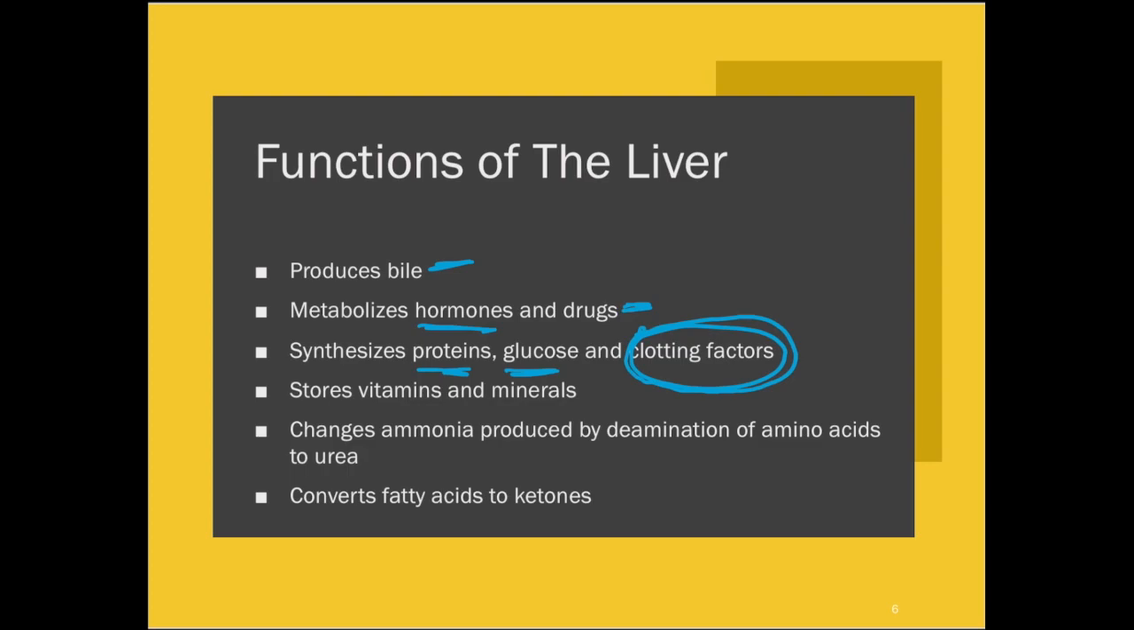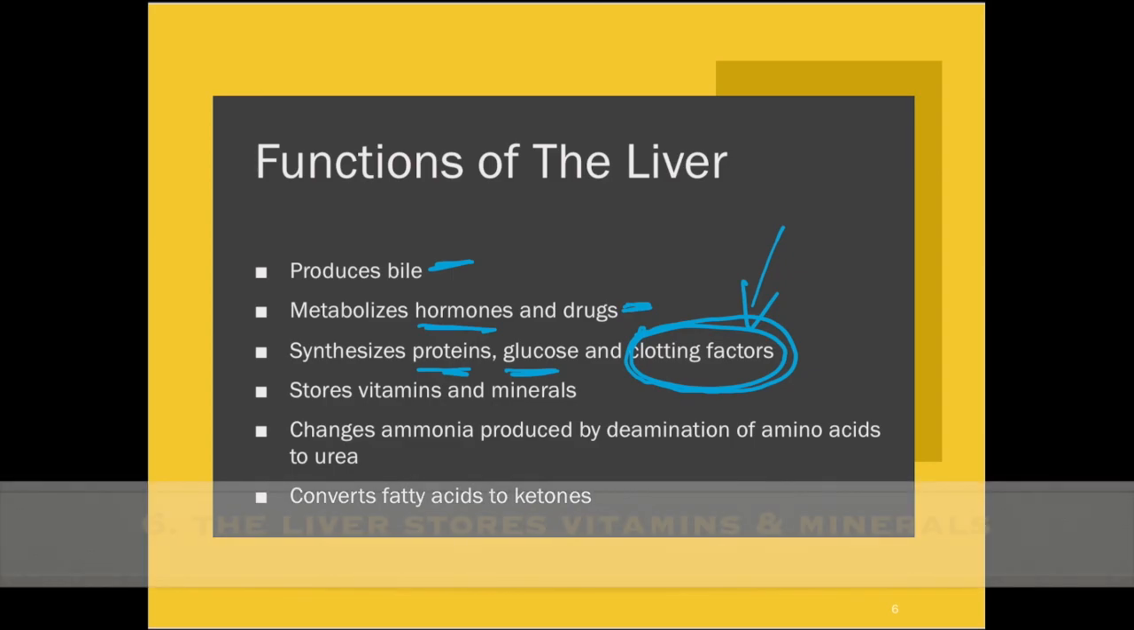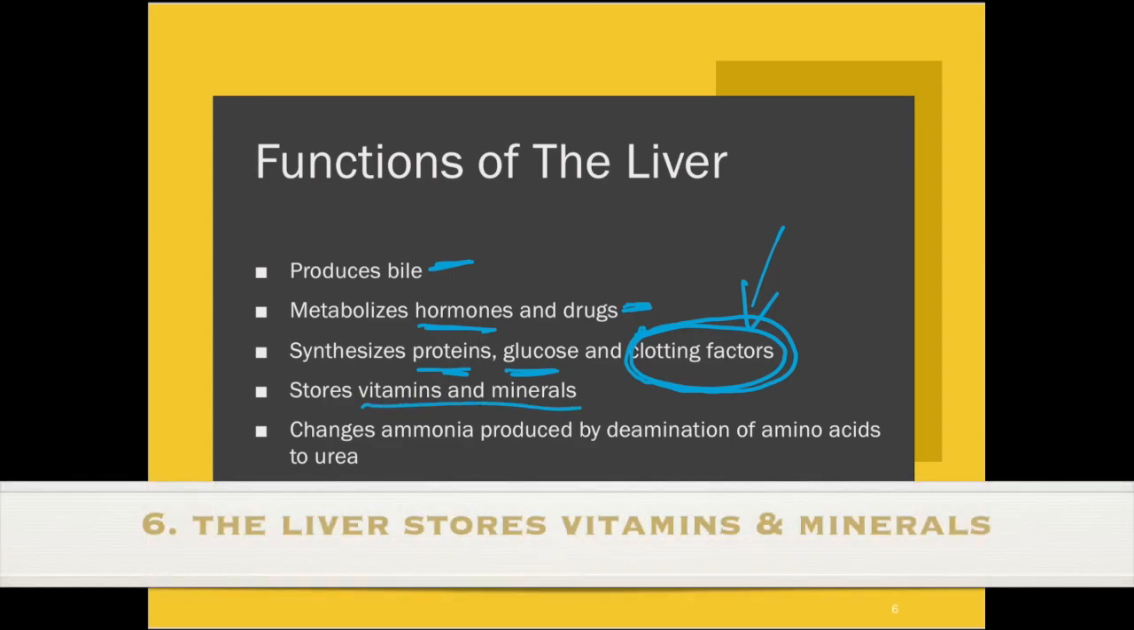Hypertension and so on. But we need those clotting factors. We need our blood to clot. Otherwise, we would just completely bleed out. And so when the liver is not functioning, we're not getting enough clotting factors. And so that's going to make a big difference in terms of what happens when we start to lose blood somehow. It stores vitamins and minerals, sure.